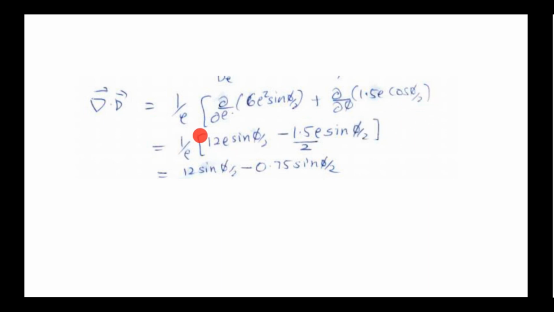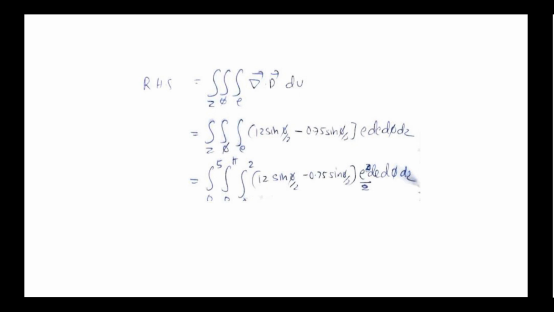So 1 by rho into the 6 rho square derivative gives 12 rho sin(phi/2); sin(phi/2) is constant when you differentiate with respect to rho. And ∂/∂phi of 1.5 rho cos(phi/2) is 1.5 into minus sin(phi/2), divided by 2, so that is why the 2 comes here. So that will be 12 sin(phi/2) minus 0.75 sin(phi/2).